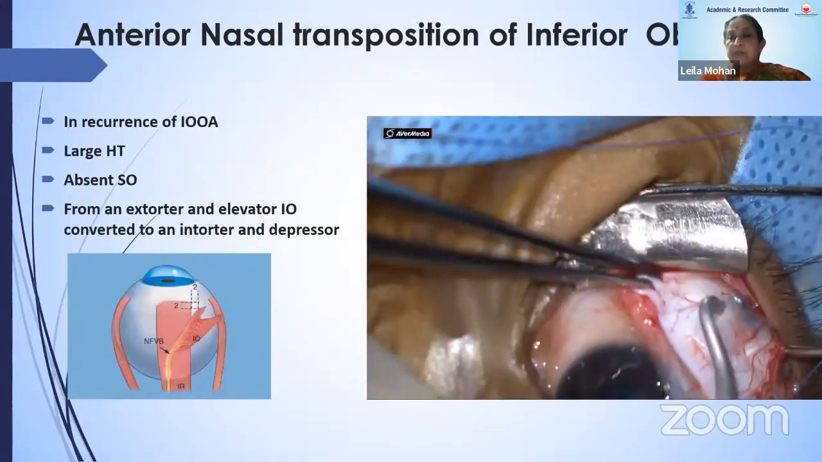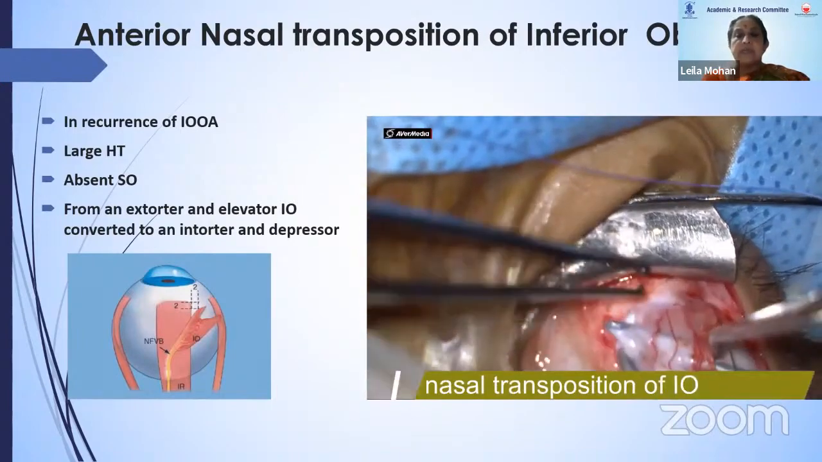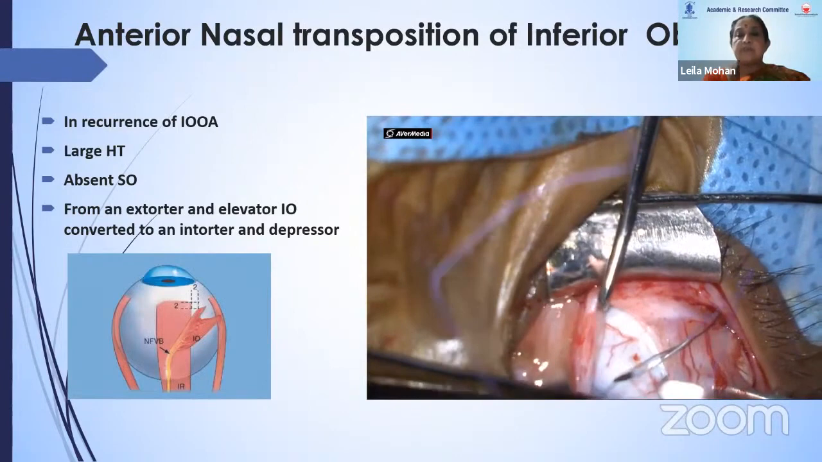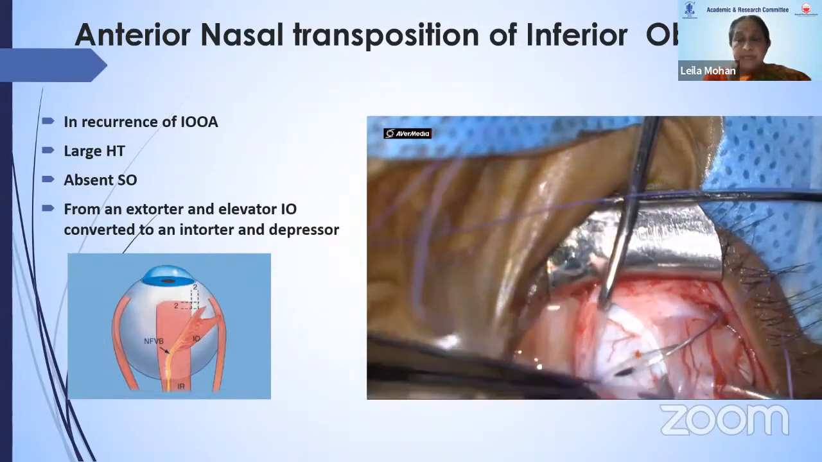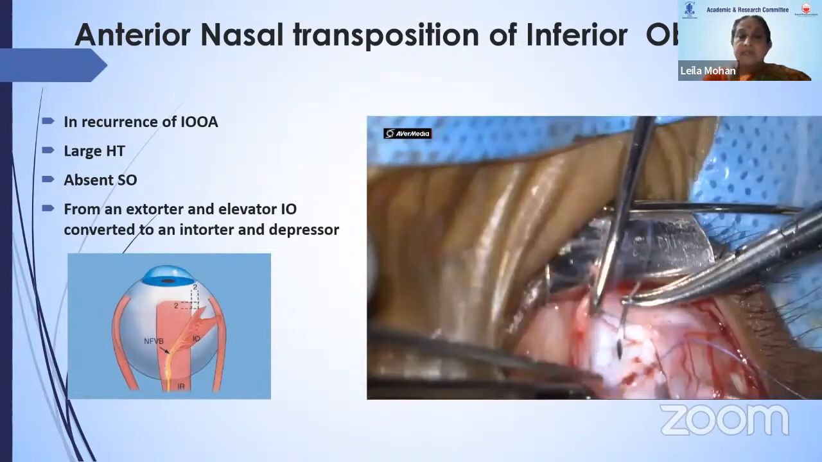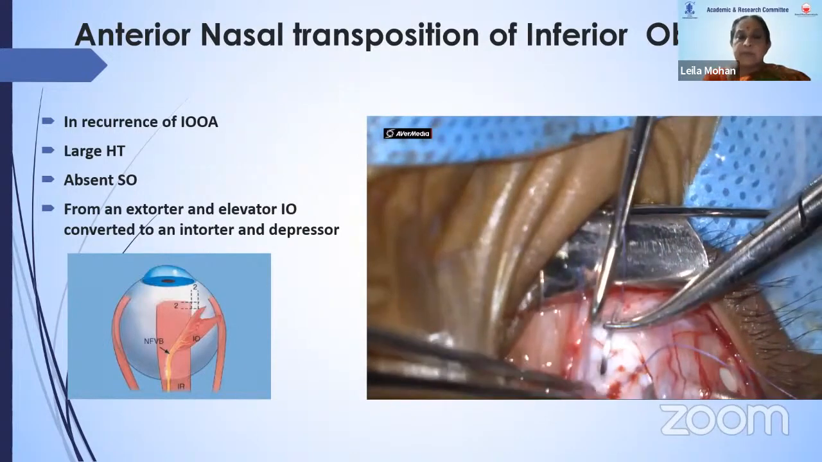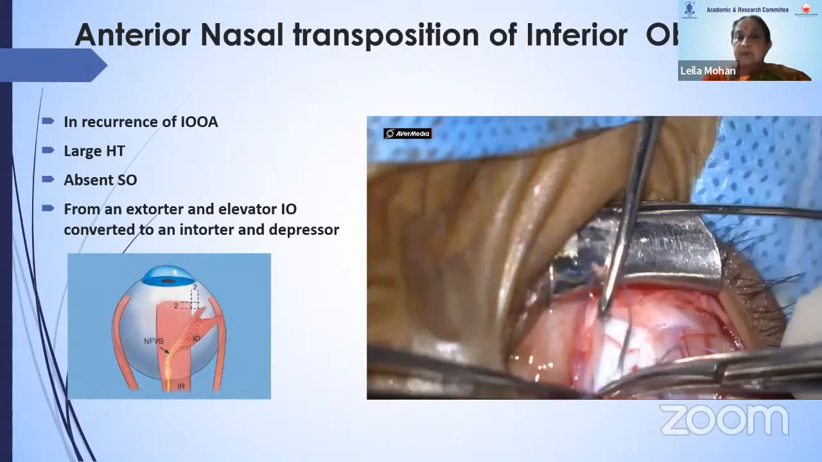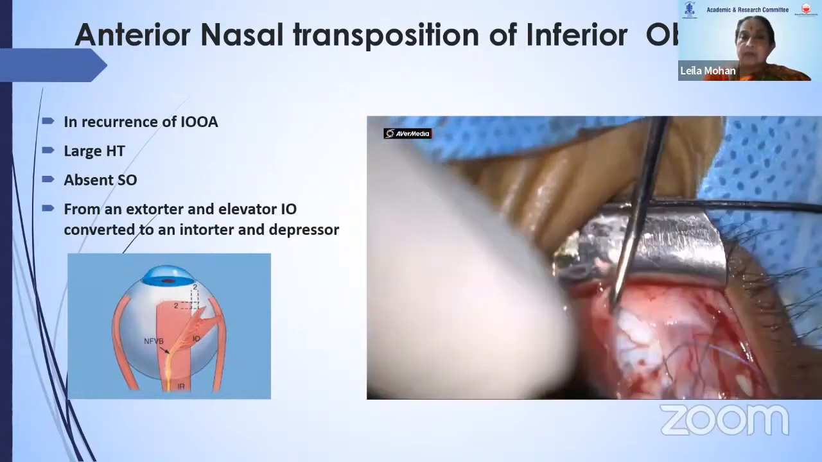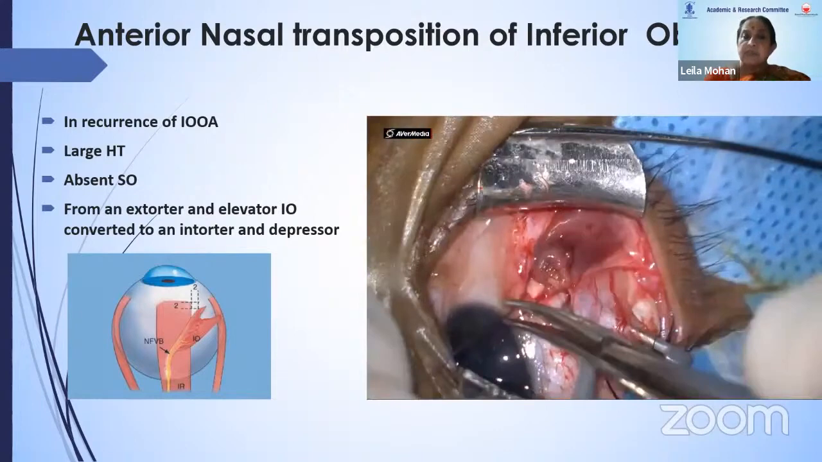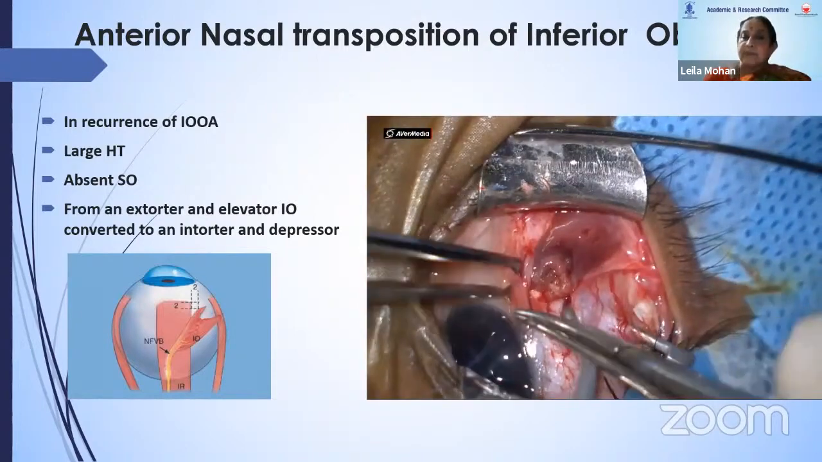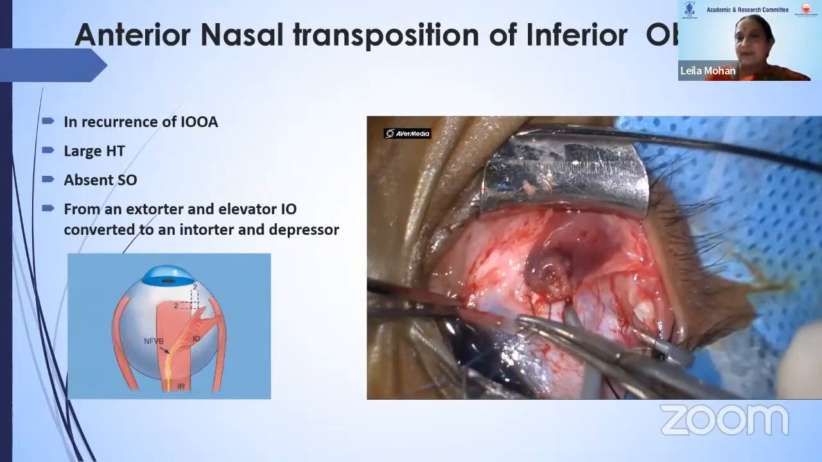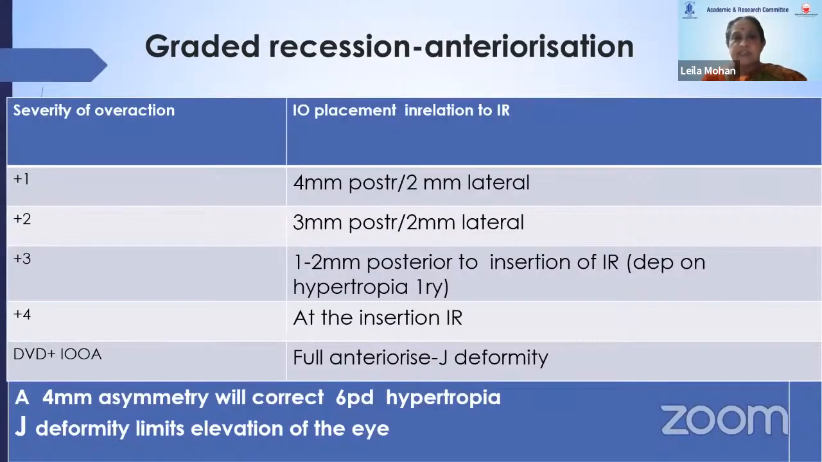inferior oblique. After hooking the muscle, you suture it about 2 millimeter nasal to and inferior to the insertion of the inferior rectus insertion. And it is done in a very large hypertropia in primary position or absent superior oblique tendon. And in these cases, it is converted from an extorter and elevator to an intorter and depressor, but anti-elevation apparently is less than in the temporal transposition.